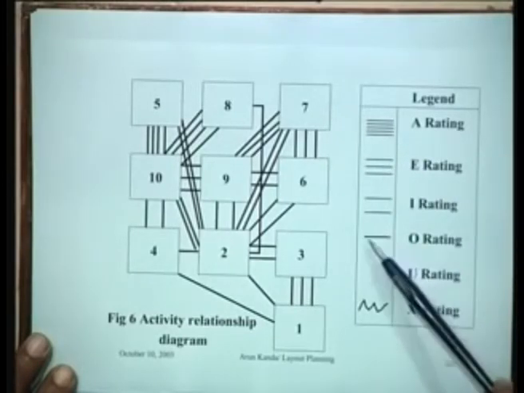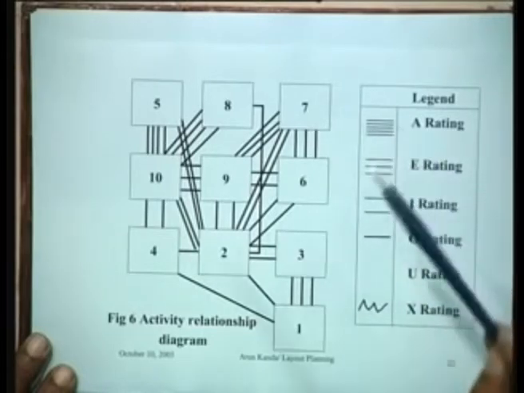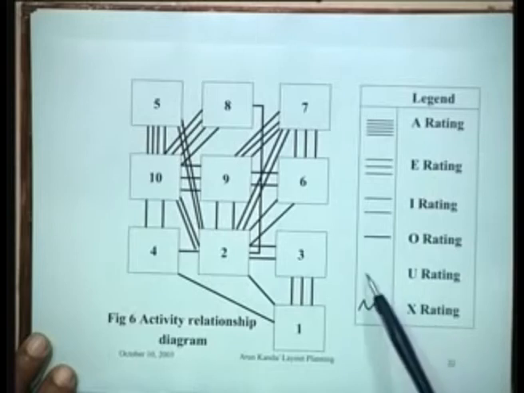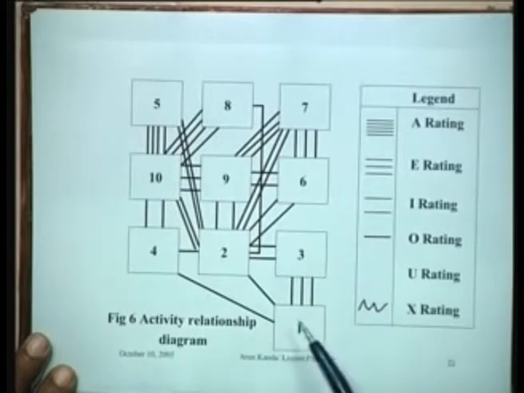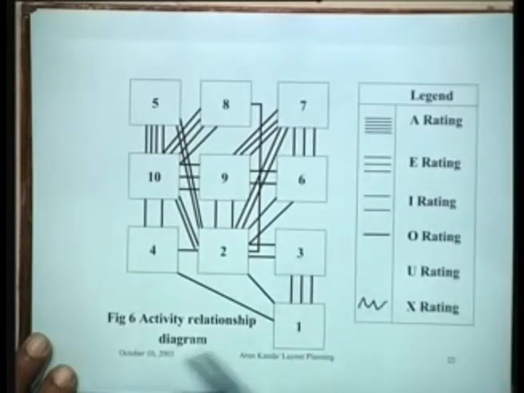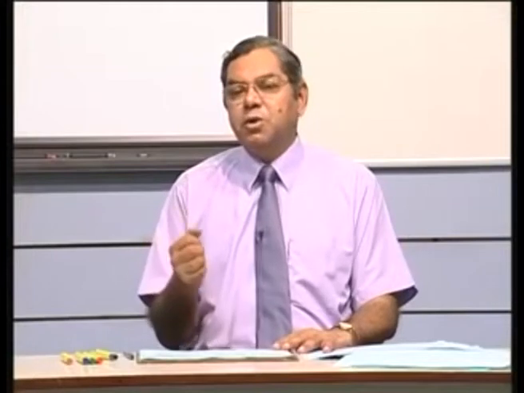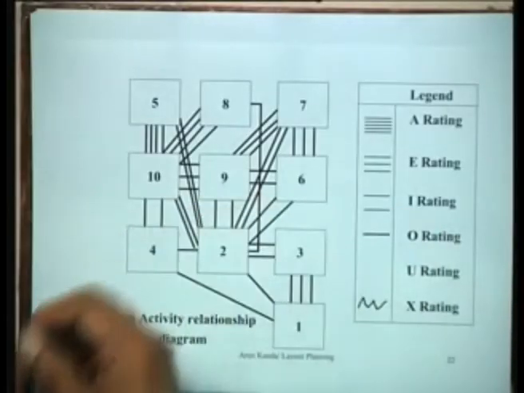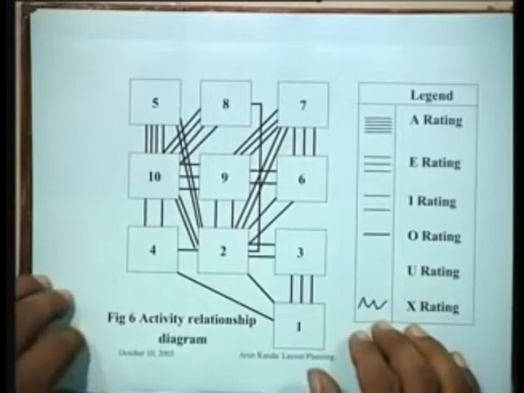Say it should be 1 line here, 2 lines here, 3 lines here, and 4 lines here, let's say. And U is no relationship, and X rating could be a wavy diagram. So what will happen is, for instance, between 1 and 3, there are 3 lines. It means that there is an E rating between 1 and 3, and similarly for the others. So the number of lines between departments actually shows the affinity between these departments. That is, the relative desirability of different departments to be close to each other is stronger if the bond is stronger, and the number of lines show the bond. So you are basically getting an idea of which departments should be kept close to each other through this. This is called an activity relationship diagram.